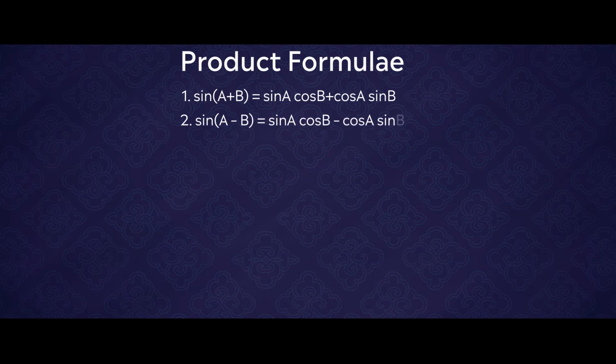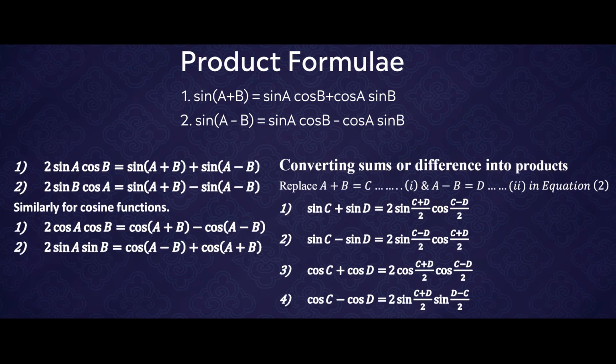Here, when you talk about the product formula, we have the compound angle formulas coming again and again. You can see sin A plus B is equal to sin A cos B plus cos A sin B. Let this be formula number 1. Then sin A minus B is equal to sin A cos B minus cos A sin B. Let this be formula number 2. Now we have the formula 2 sin A cos B is equal to sin A plus B plus sin A minus B. So in place of A plus B, you substitute C, and in place of A minus B, you substitute D.